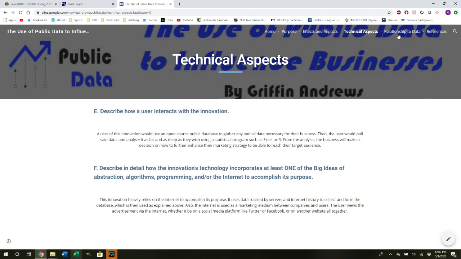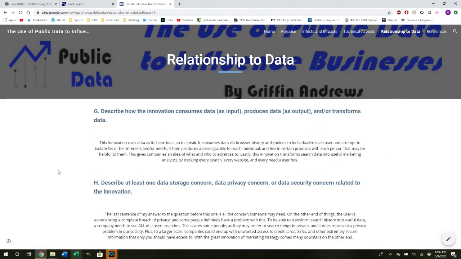Moving on to the relationship to data page. Prompt G is to describe how the innovation consumes data as input, produces data as output, and/or transforms data. And this innovation completely relies on data, as you can see in the name up here. It consumes data from browser history and search history to make a profile for each individual. And with that individual, it sorts them into specific demographics, and with that demographic, it sends out advertisements relating to what you enjoy or what you're in the market for.